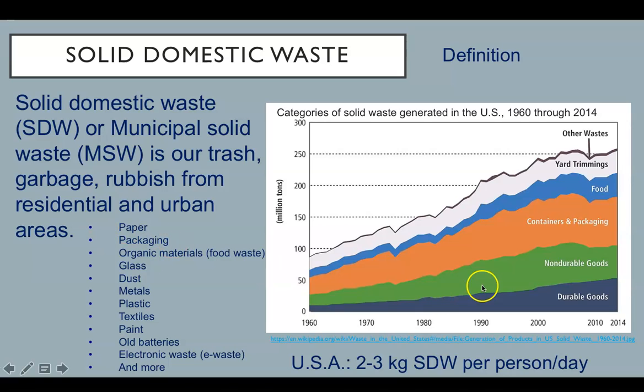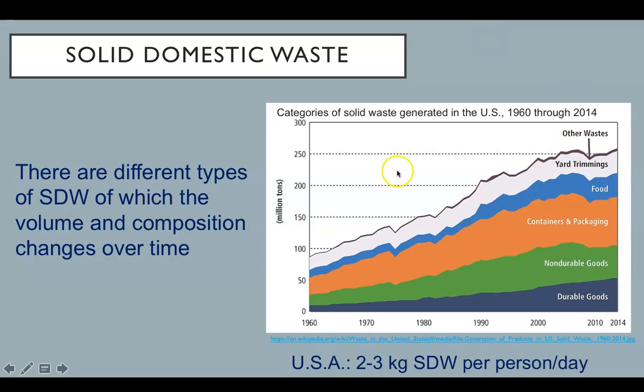As a nation, Americans generate more waste than any other nation in the world, officially between 2 and 3.2 kilograms per capita per day. Here is an image of the categories of solid waste disposal in the USA between 1960 through 2014. This graph also illustrates that there are different types of solid domestic waste of which the volume and consumption changes over time.